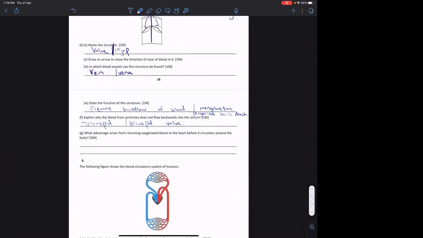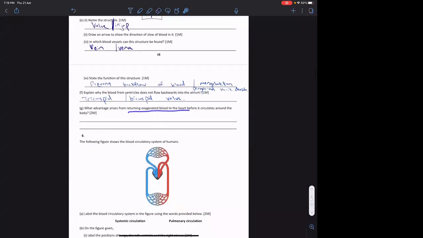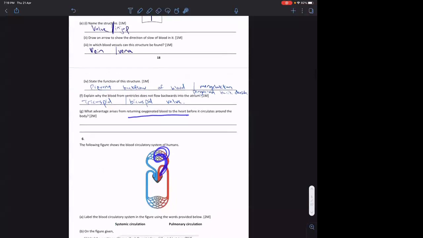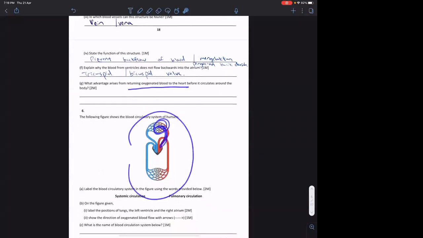So G, what advantage arises from returning oxygenated blood to the heart before it circulates around the body? Okay, what does this question mean? What does returning oxygenated blood to the heart mean? It means here. You see, I use this diagram here. After getting oxygen from your lungs, they come back before they go out to your body cells again.